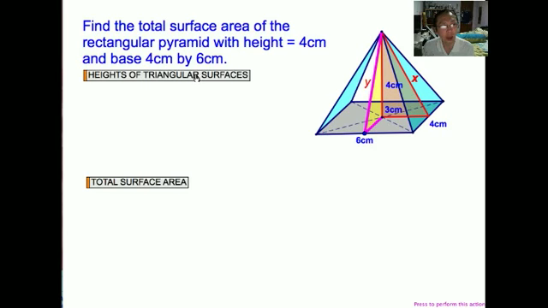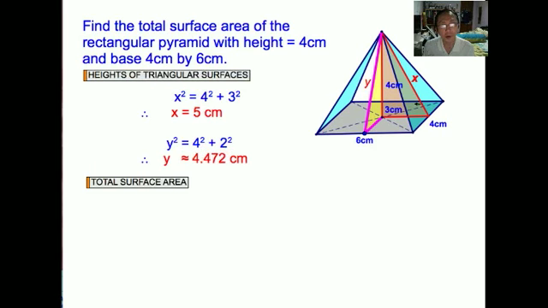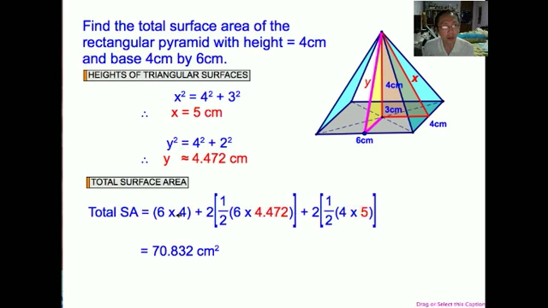Therefore, we begin by finding the heights of the triangular surfaces using Pythagoras theorem. We have the height x squared equals 3 squared plus 4 squared. The length here is obtained by taking half the length of the side of the rectangle. And the base of the other triangle is found by taking half the side of the rectangle, which is 2. And the total surface area is found by taking the base area plus 2 of the blue triangles and 2 of the front and back triangles, giving us 70.832.